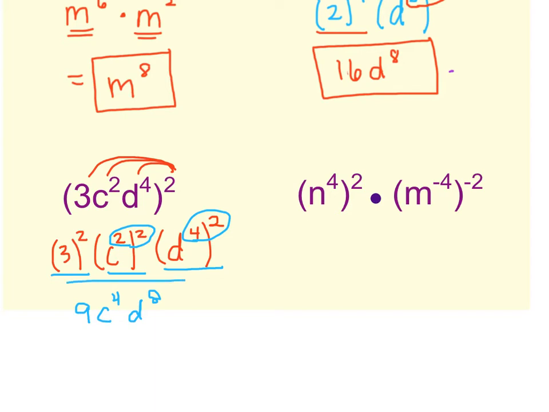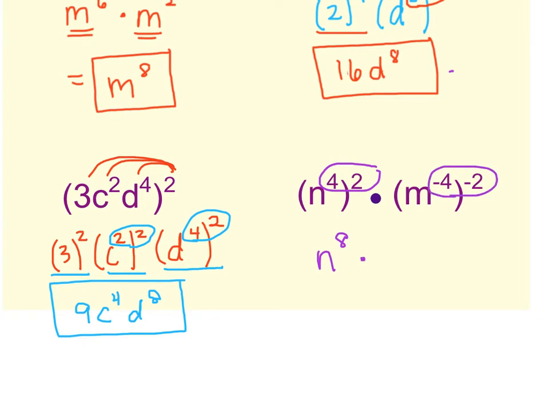It's a weird looking 8, but you guys know what it is. There's our final answer. All right, next example. You have n to the 4th squared. So what are you going to do with those? Hopefully you're saying multiply in your head. You are correct. Times. Now here's m to the negative 4 to the negative 2.